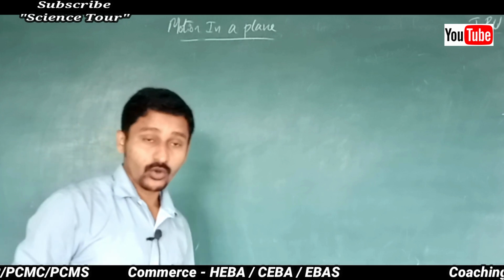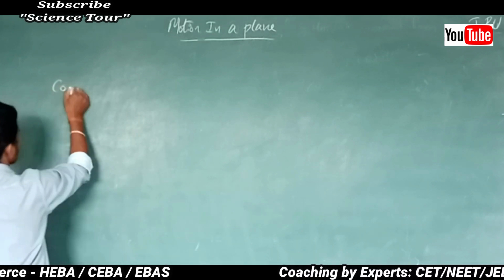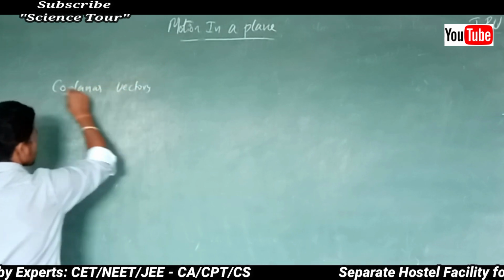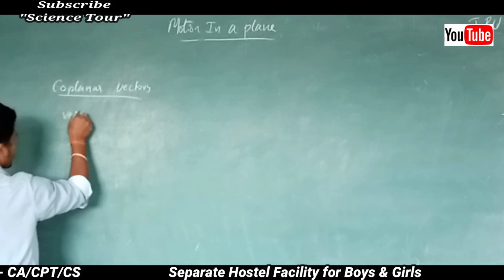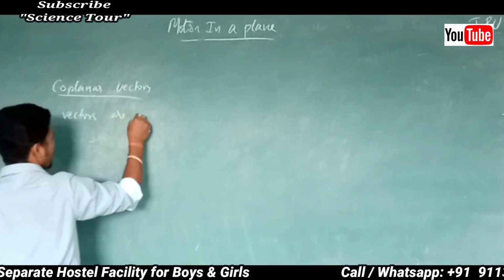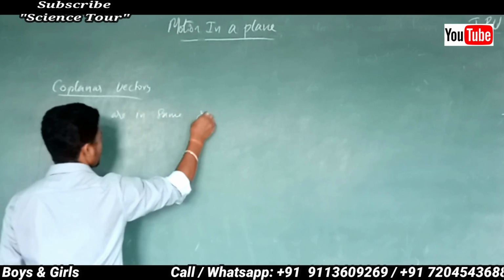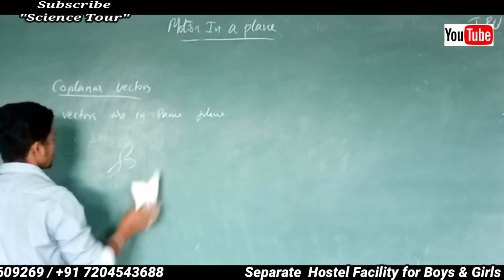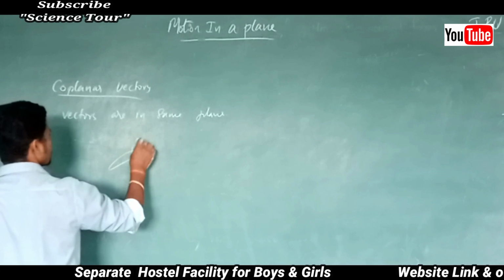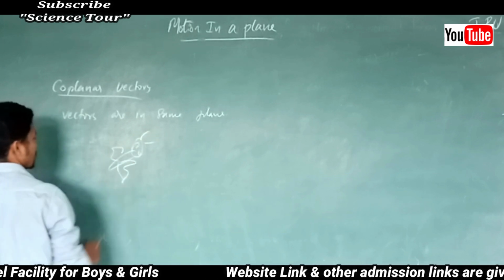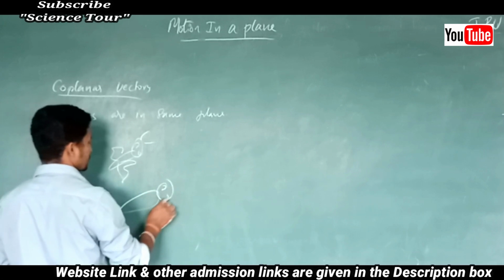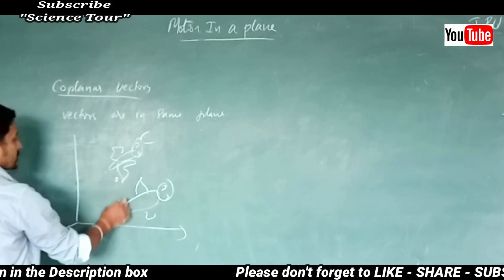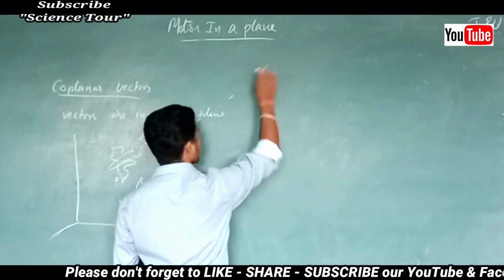Coplanar means vectors are in the same plane. Now two butterflies are there in this way. Now this is x, y, z. They both are here, but this butterfly moves here in this plane.